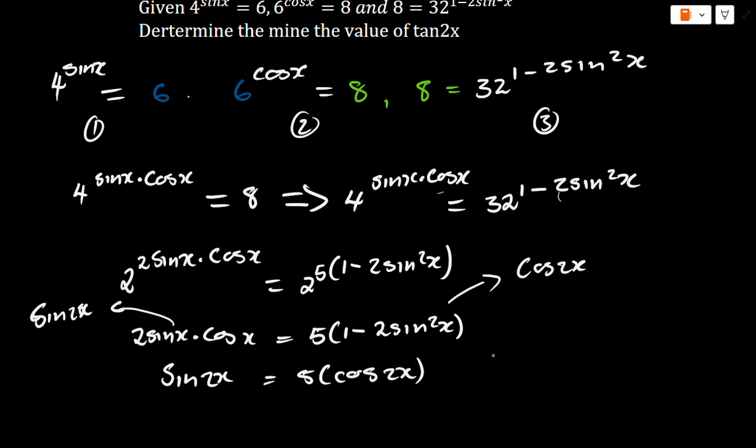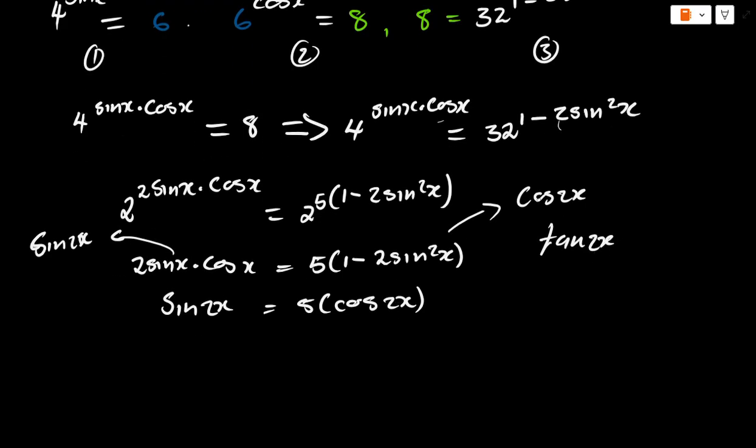Right. What is our objective? What were we trying to find? We were trying to find the value of tan 2x. All right. So what can we do to find tan 2x from what we have here? We can divide throughout by cos 2x.